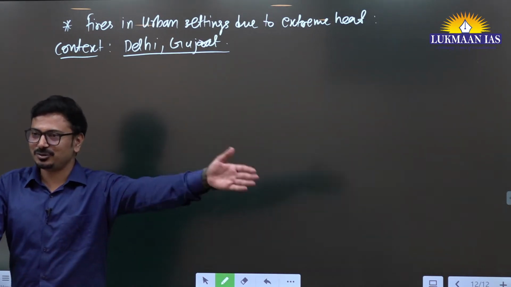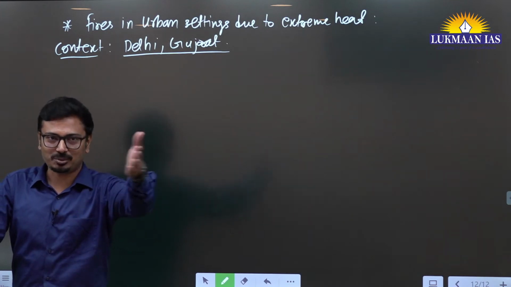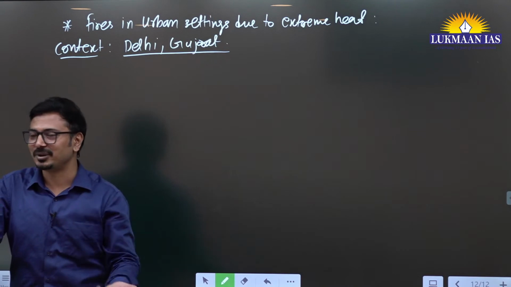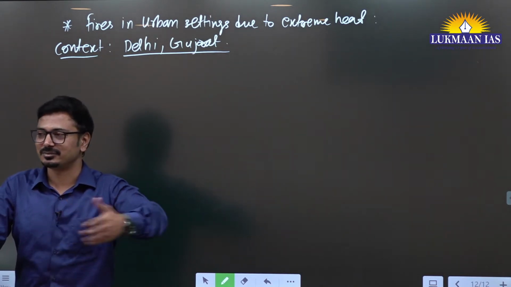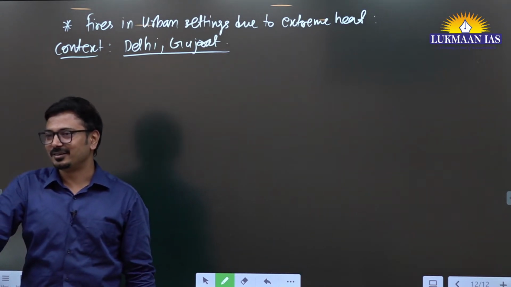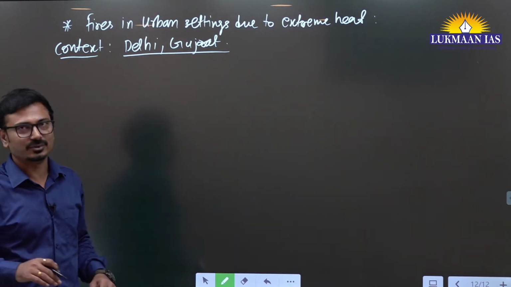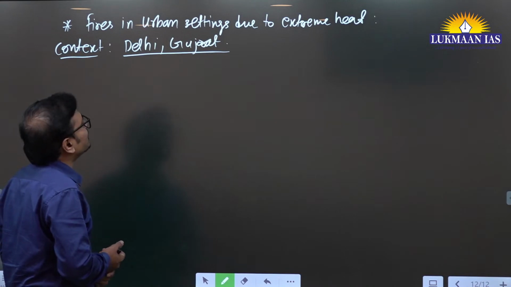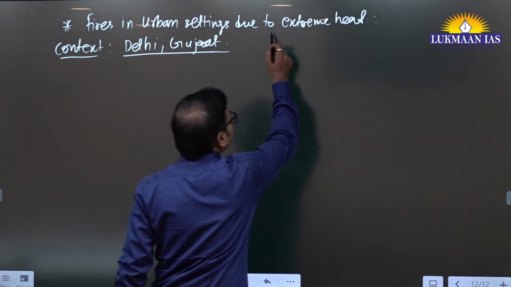What happened in Chandni Chowk few days back? 80 shops लगातार. वहां तो कपड़े ही बिकते हैं, तो कपड़े जो होता है तो cloth, textile, it is fuel. ठीक है, तो जल जाएगा सारा. So it will burn out everything. So yes, fire incidents in urban settings are happening due to extreme heat.